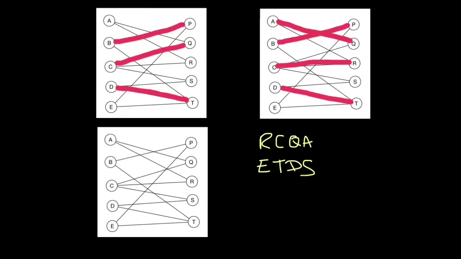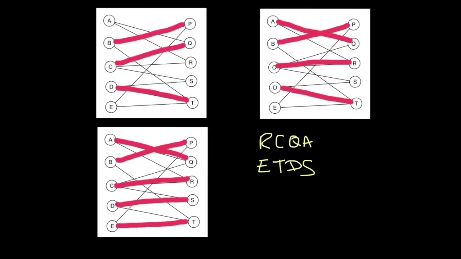So E to T was unmatched, it becomes matched. T to D was matched, it becomes unmatched. D to S was unmatched, it becomes matched. And there we go. We then replicate the ones from the previous graph that were not affected by the alternating path. So C to R, B to P, and A to Q. And we've now got a matching with 5 arcs in it.